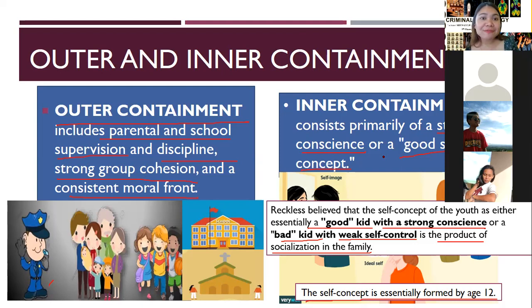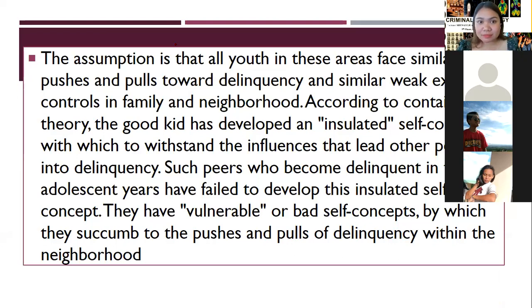That is why I have been telling you that from childhood until 12 years old, according to Reckless, these are the formative years when a child's self-concept and conscience are formed well. If the upbringing is good, the self-concept is good and the conscience is strong, most likely the child will become a good person. But if not, the self-control is weak, and most likely the child will develop to be bad and later on become a criminal. So is that clear? Understood? Yes, ma'am. Okay, any questions?